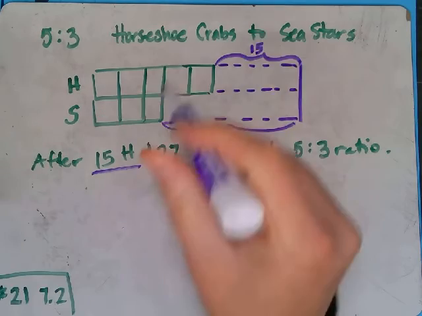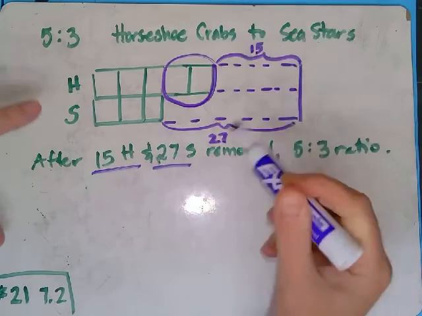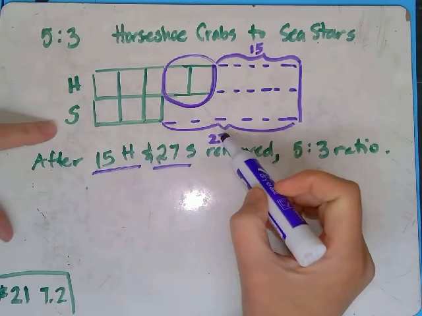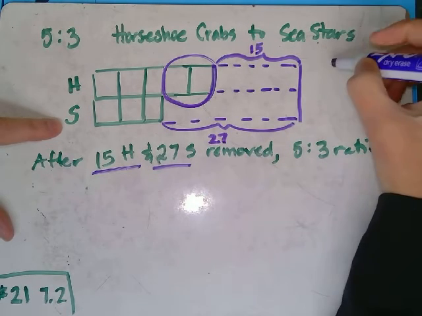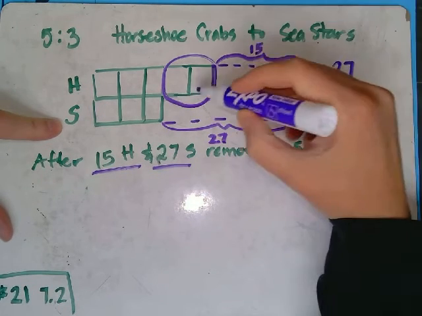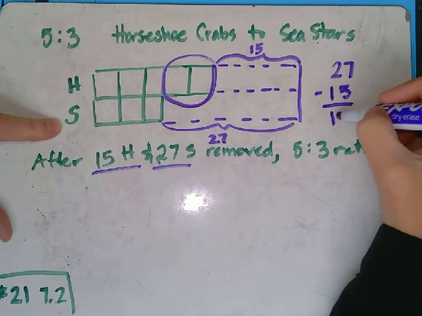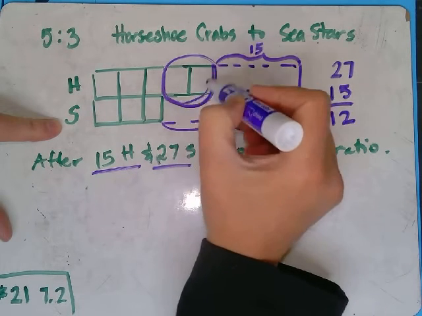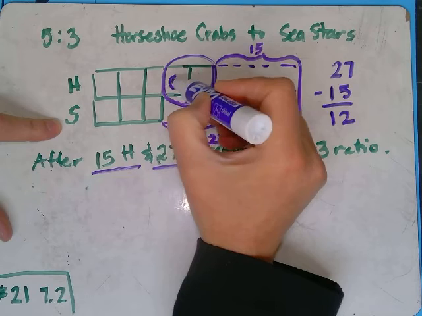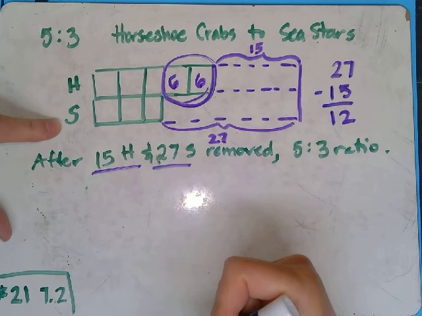And so what we want to do is notice that there's a difference right here, right? Between this 27 removed from the sea stars and this 15 removed from the horseshoe crabs. So let's figure out the value of that section right there by subtracting 15 from 27, and we get 12. So we know this value right here is 12. That means each of these sections is 6.